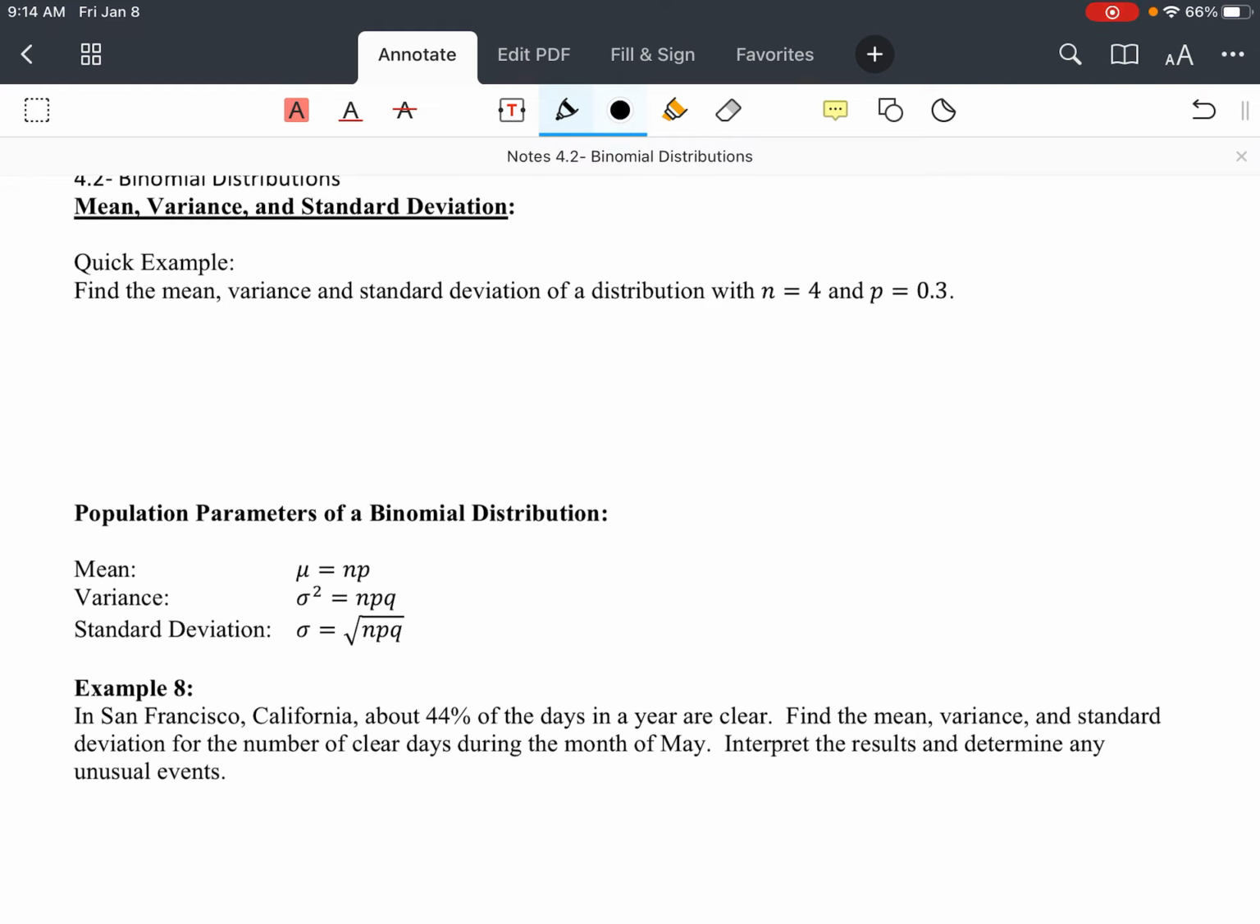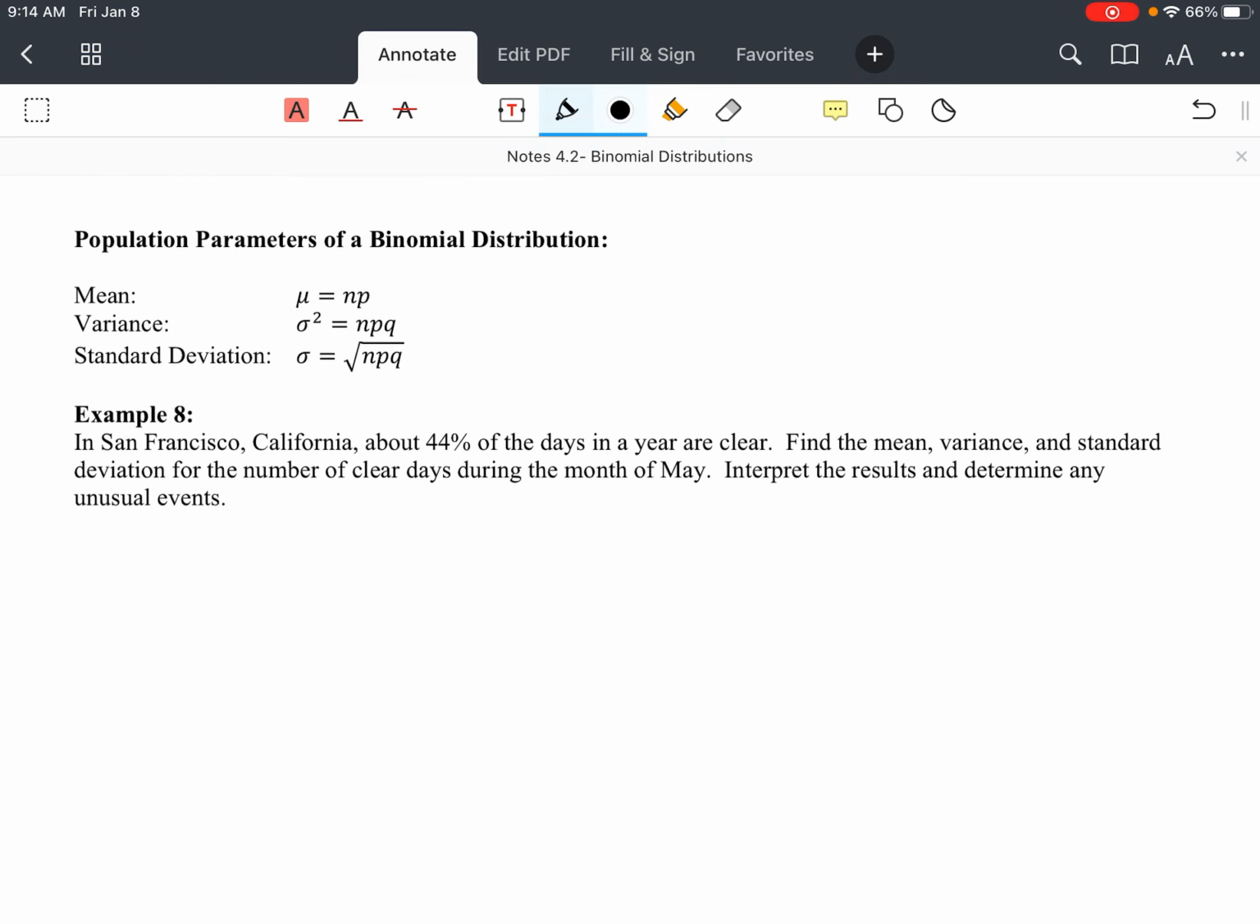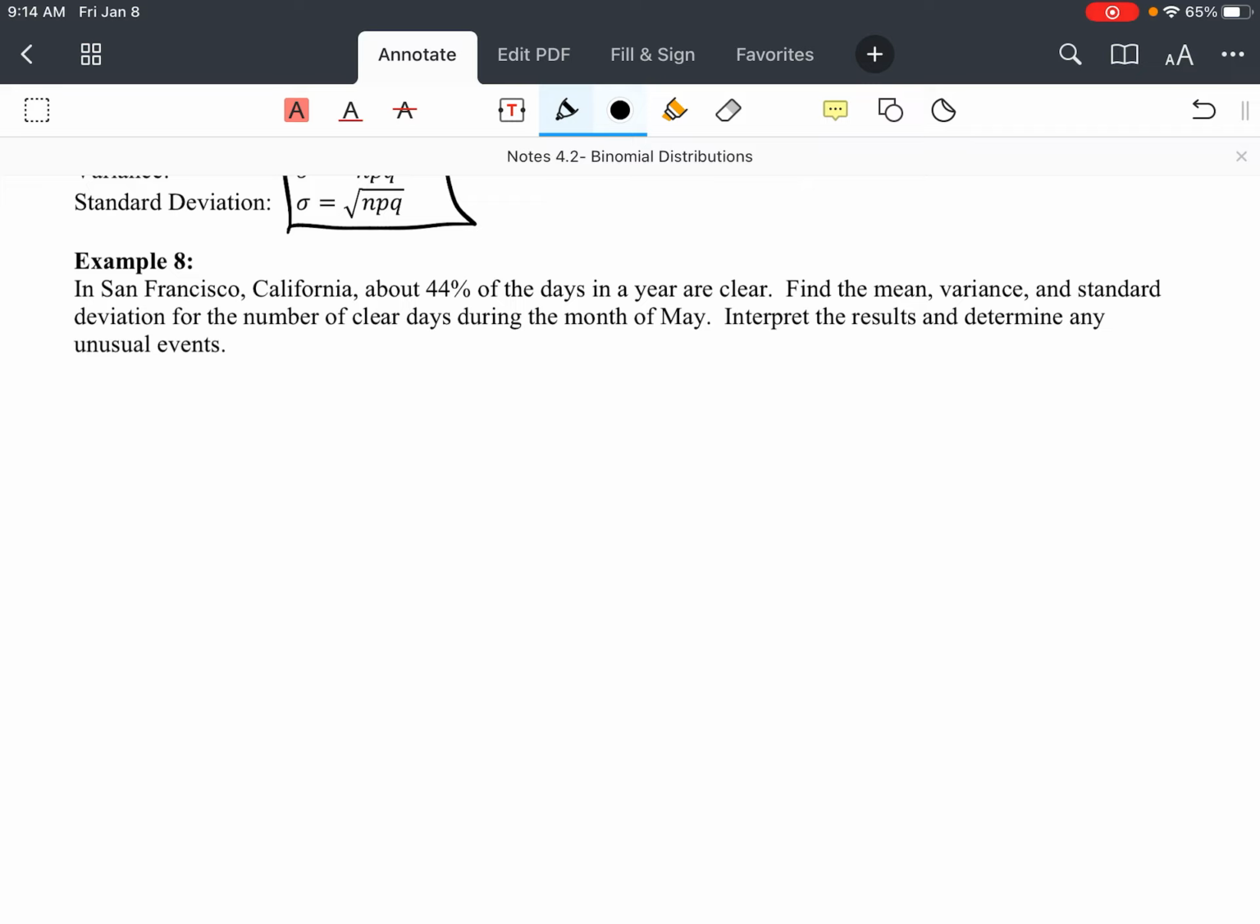All right, so we're going to cover this quick example in class, but I want to go ahead and talk about population parameters. Now, these are estimates, and you're always going to be rounding these to 2 decimal places. The population parameters of a binomial distribution can be simplified to this. Mu is equal to the number of trials times the probability of success. Sigma squared is the number of trials times the probability of success times the probability of failure. And sigma is just the square root of the variance.